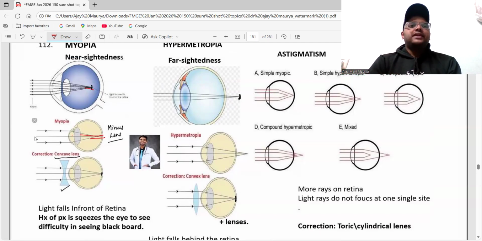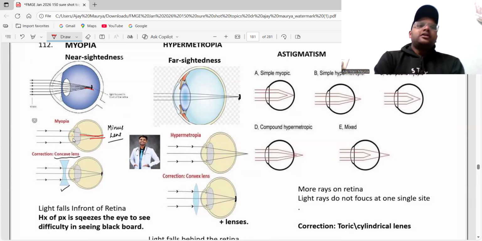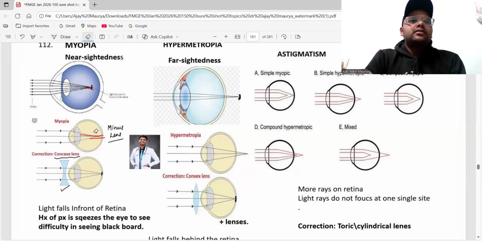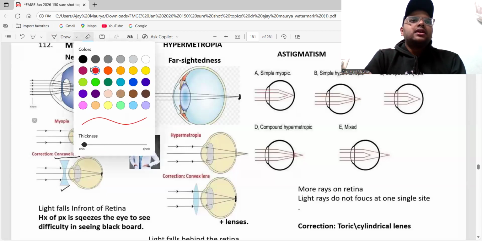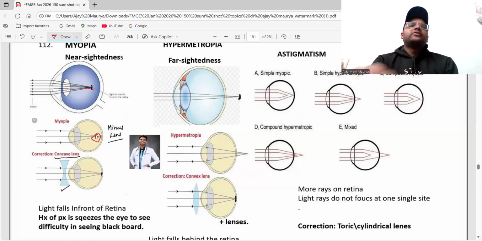If they give this image, you have to take it that this is the correction of myopia. See here, light is not reaching the retina, it's falling only in front of the retina. Here we correct it so the light will fall on the retina.